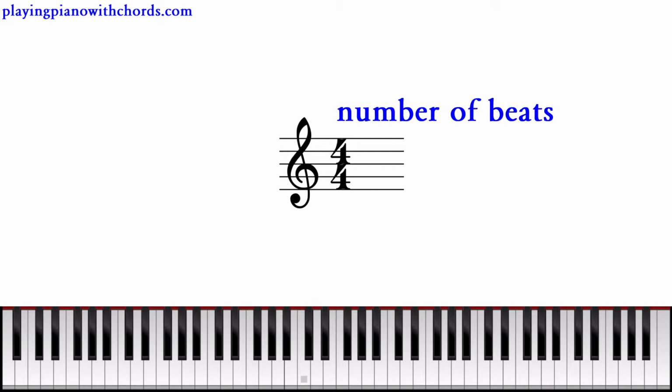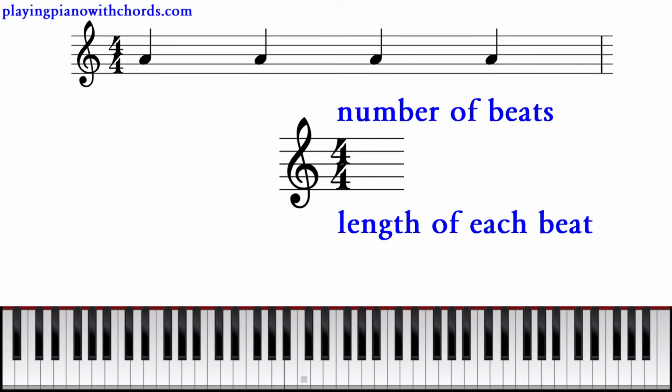To know how long these beats are, take a look at the lower number. It tells you that each beat is to be counted as a quarter beat. So you have the upper number telling you the number of the beats and the lower number telling you the length of each beat. The 4/4 time signature is the most common time signature in most of Western music. It's widely used in rock, pop, blues, funk, country, and lots of other styles.